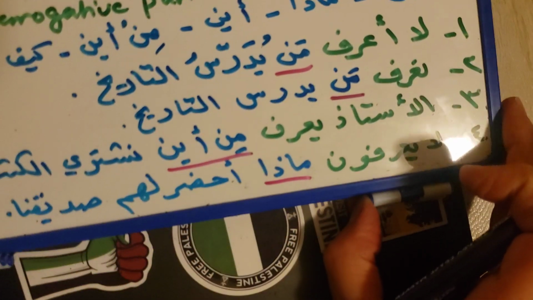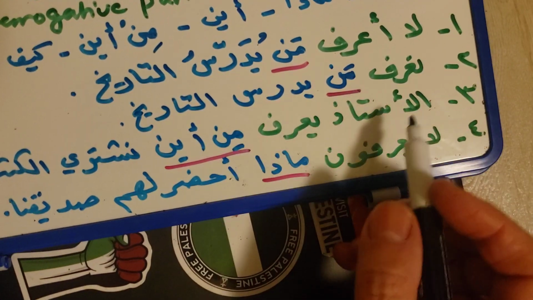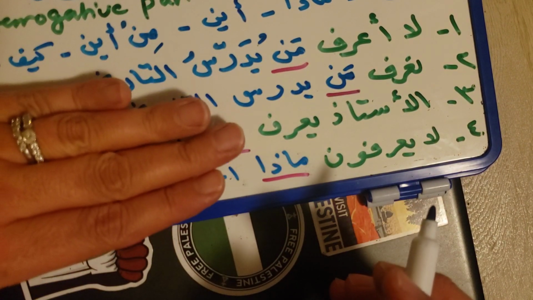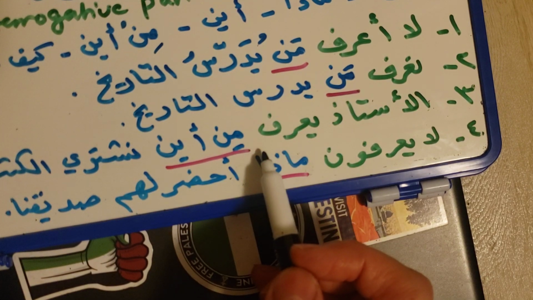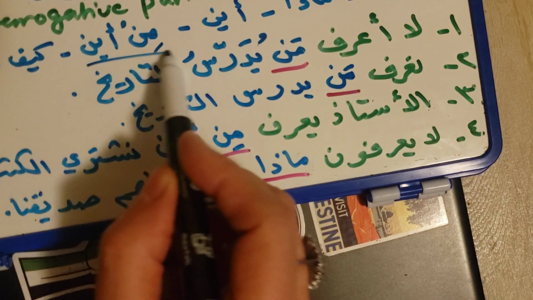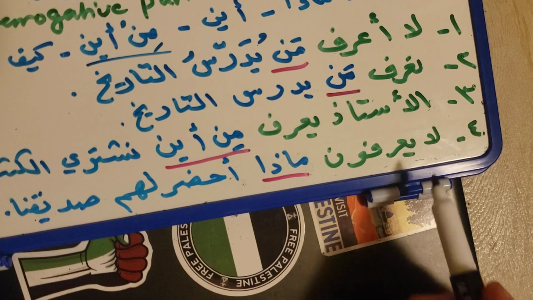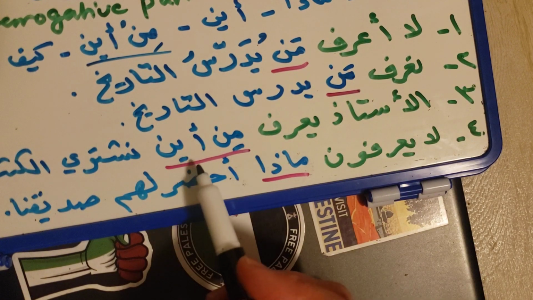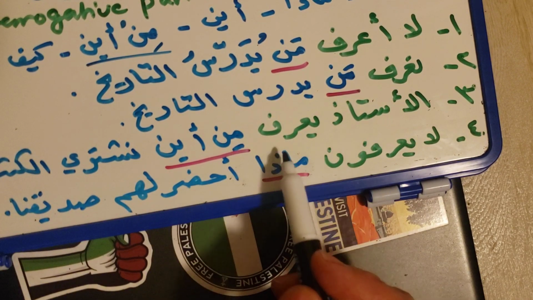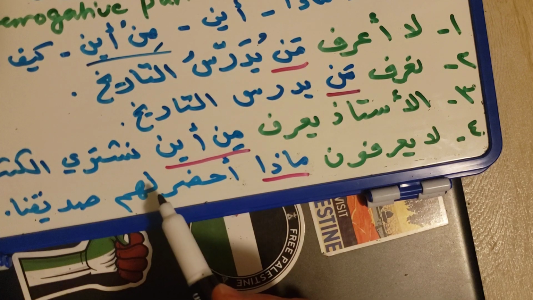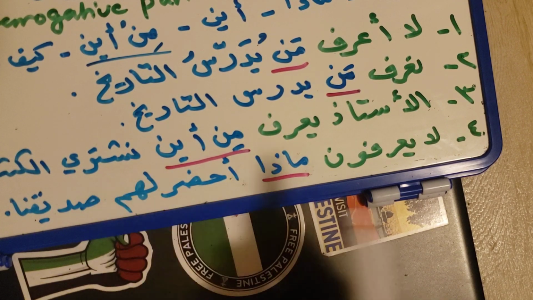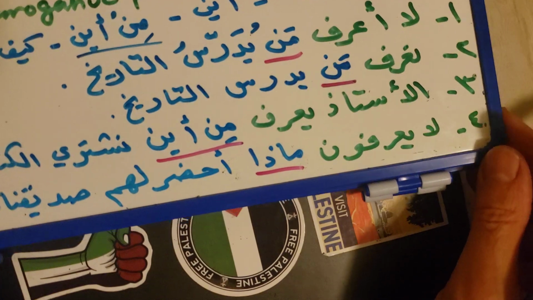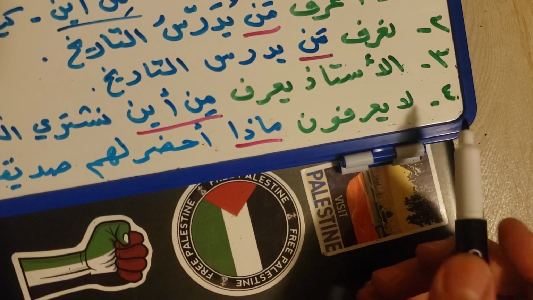So I just use this one. الأستاذ يعرف من أين نشتري الكتب. الأستاذ يعرف, and they wanted me to fill out the rest. So I said, okay, الأستاذ يعرف. What does the teacher know? I said, let's use من أين, from where. الأستاذ يعرف من أين نشتري الكتب. So the teacher knows where we can buy these books from. من أين نشتري الكتب. I made that up. Okay, you can put a different sentence on your own.